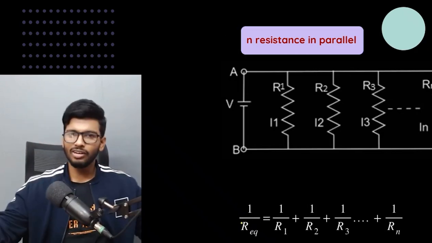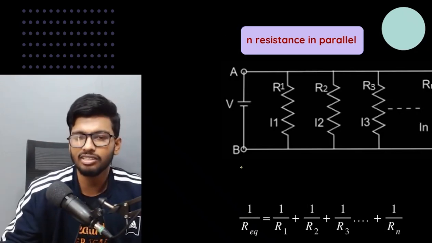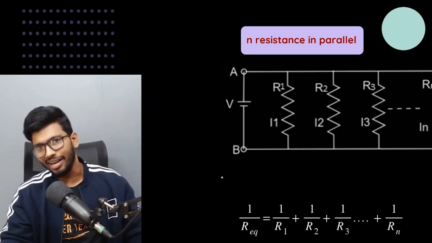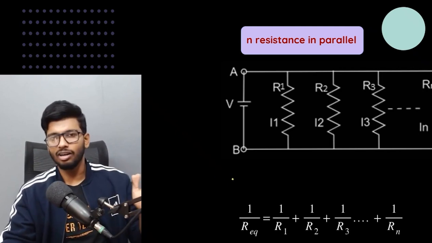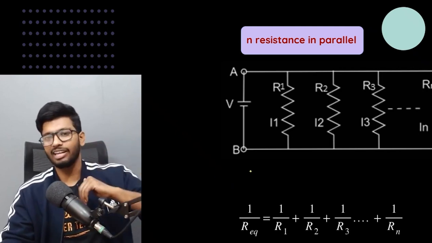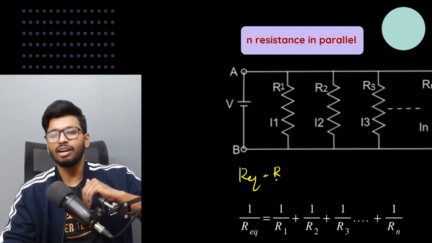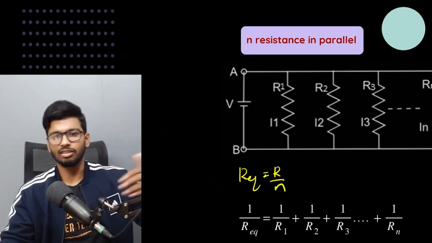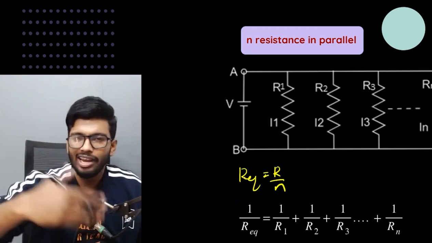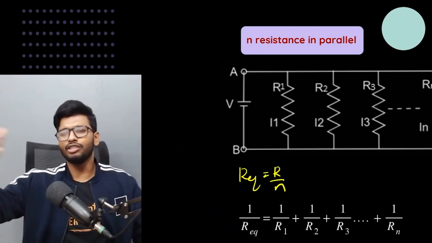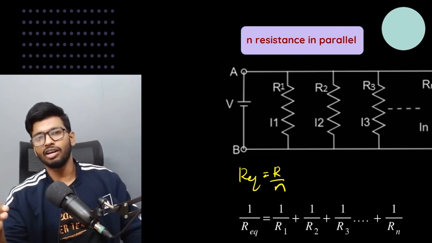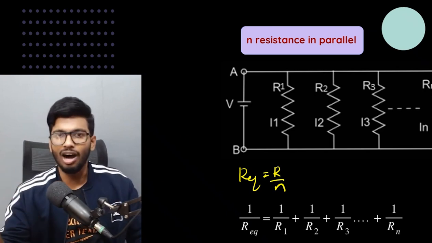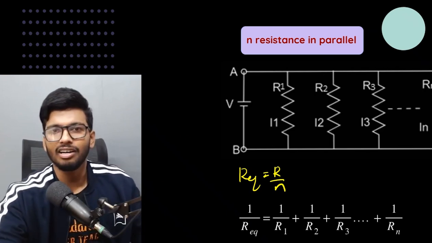So if you have n number of resistors, people, the equivalent resistance here would be R by N. So if you have n number of resistances, R equivalent is equal to R by N. Let's say that you have n number of resistors, 100 resistors, each connected parallelly to each other. So R equivalent is equal to R by N as the resistance.